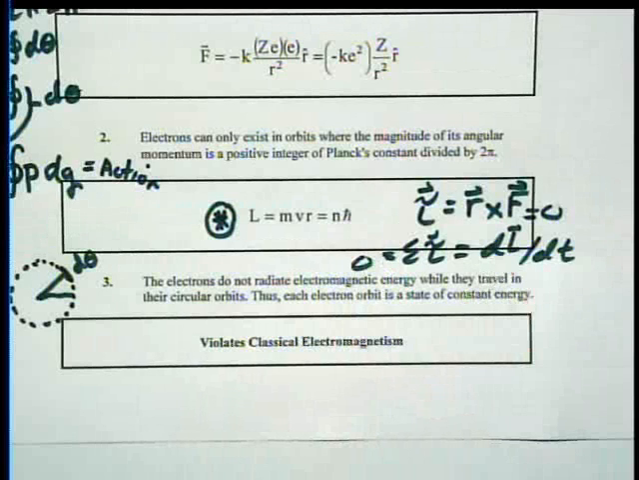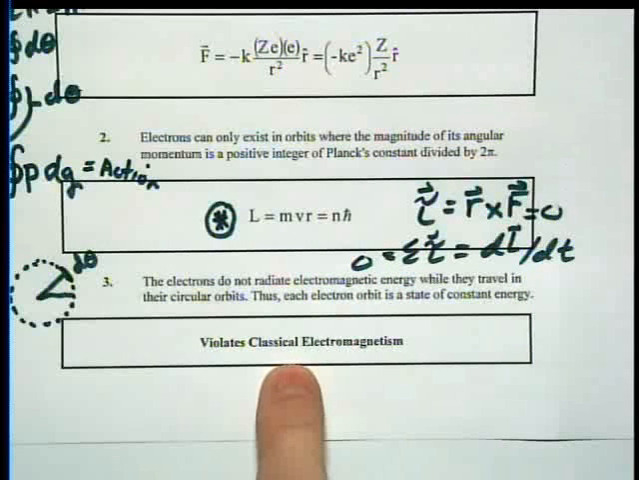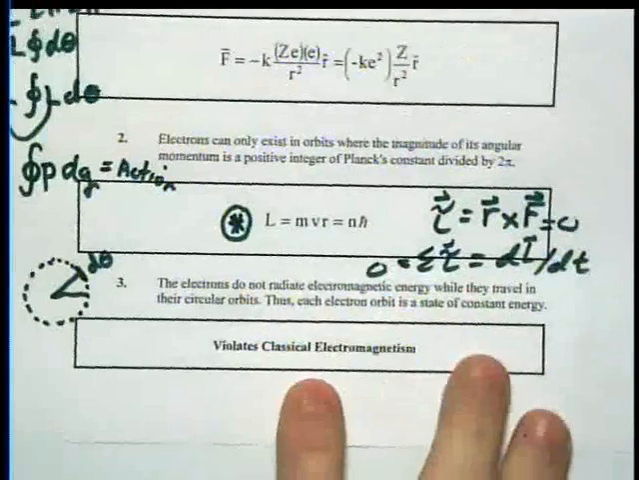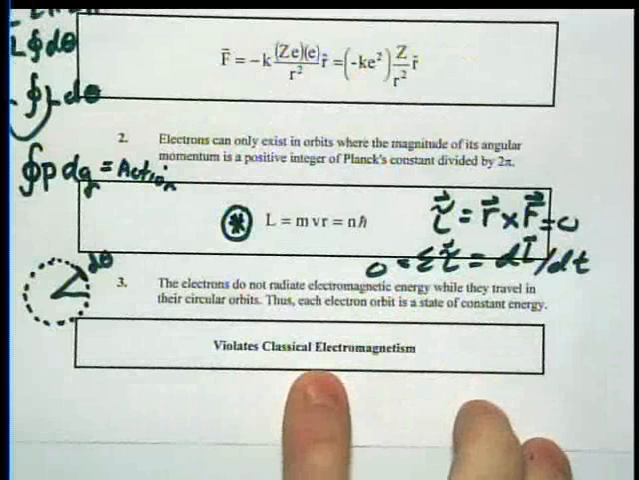How am I going to fix that? He said, just don't let it. So that sounds like cheating if there ever was one. All right? Basically, do not let it radiate. I'm using classical physics, oh, by the way, violate classical physics. That's what he did.